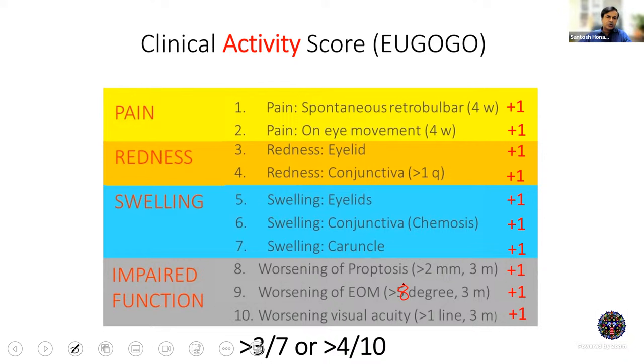So with this, you know the severity. And looking at this, you already understand that severity would mainly be a manifestation of inflammation. All these are signs of inflammation. Pain is a sign of inflammation. Redness is a sign of inflammation. Swelling is a sign of inflammation. Whereas over follow-up, what also comes into the picture is the functional disability the patient faces in terms of ocular motility restriction, visual acuity worsening, and also proptosis.